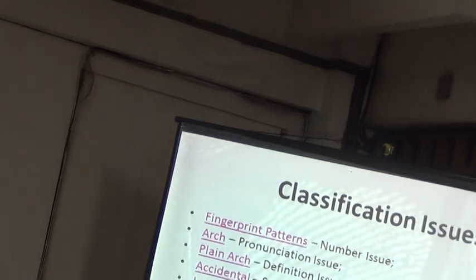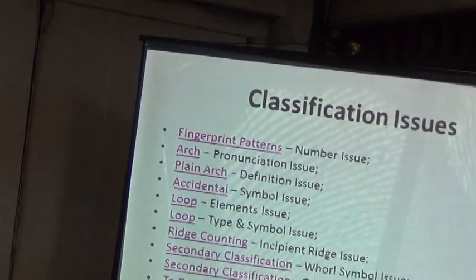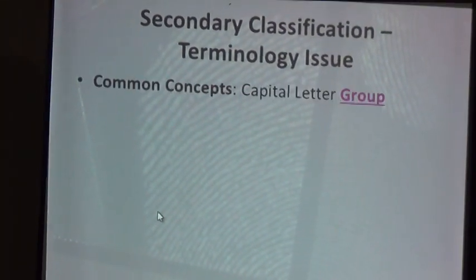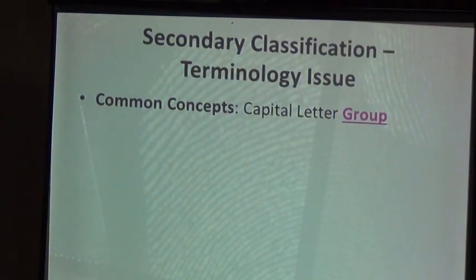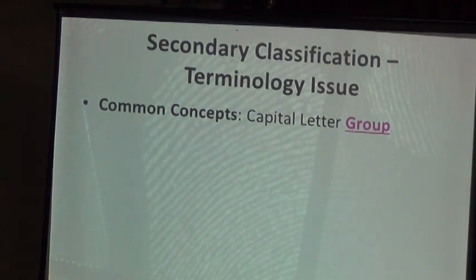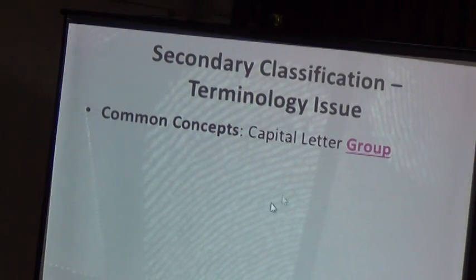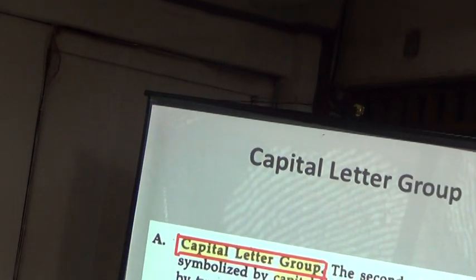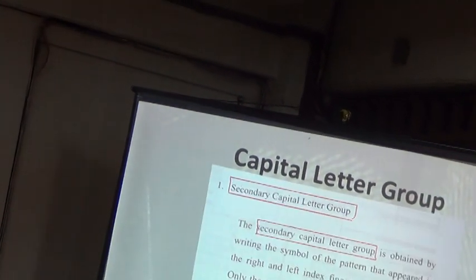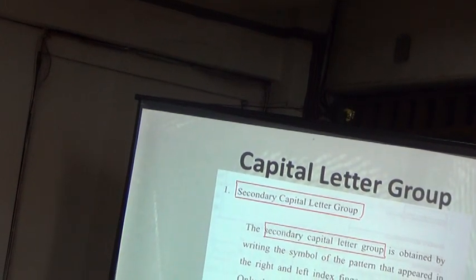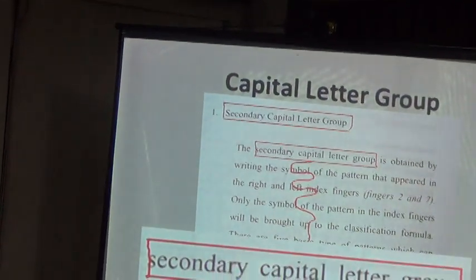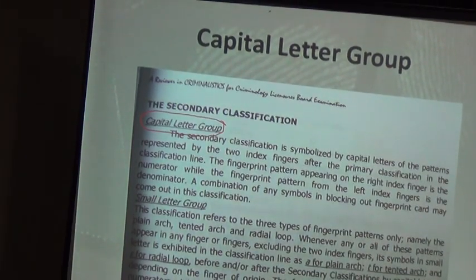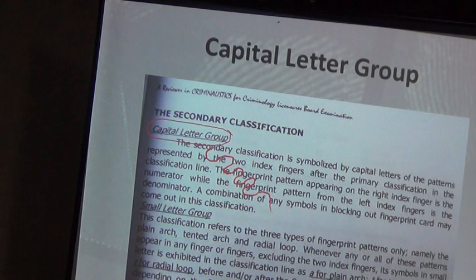Next is about another secondary classification. Terminology issue. This is another problem. Common concept: capital letter group. Okay, let us consider that one. Capital letter group. Another. Capital letter group. Third. Okay. Either. Capital letter group. That is the viewer.